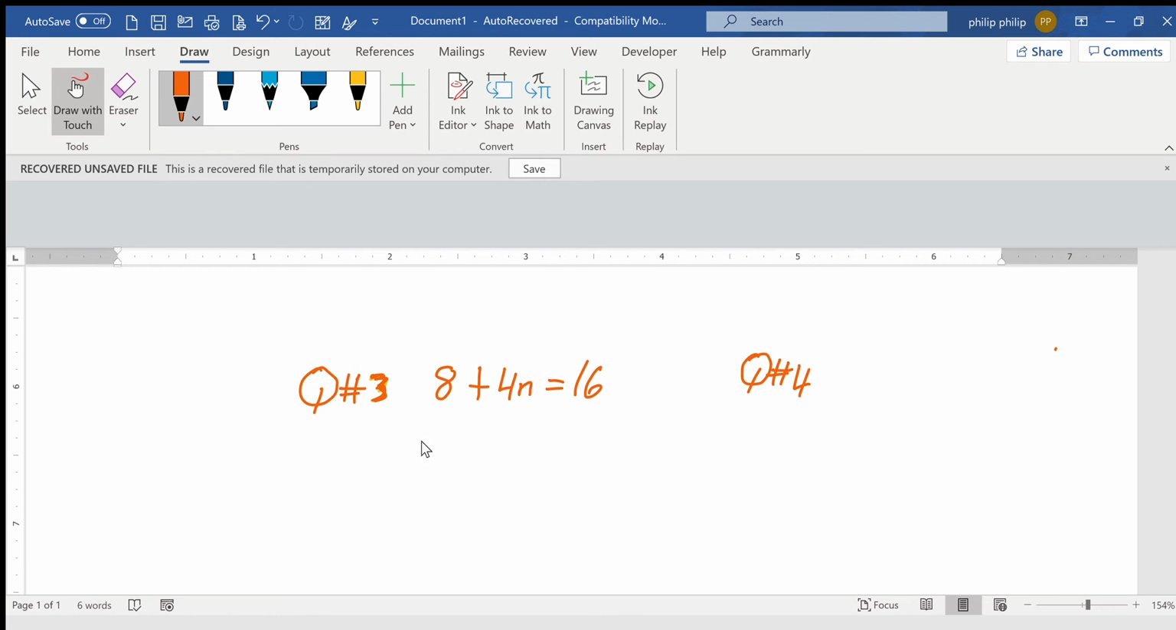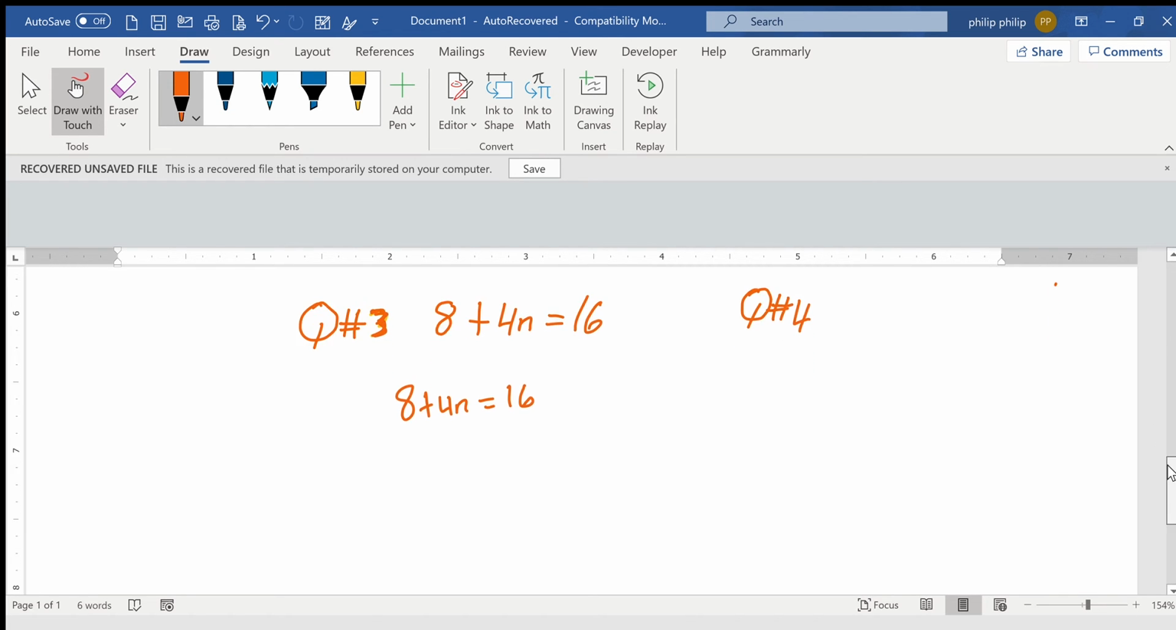So our next question here is 8 plus 4n equals 16. Alright, it's always good to rewrite your question. So 8 plus 4n equals 16. Alright, now this we have our 4n in the middle. It still doesn't change, guys. Nothing changed. It's just the position of it changed, but the problem did not change. It's just the position of the problem.